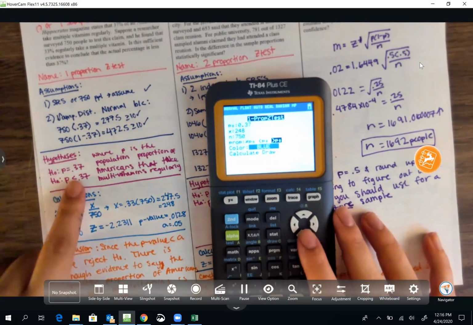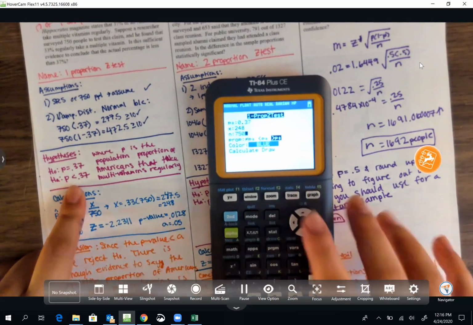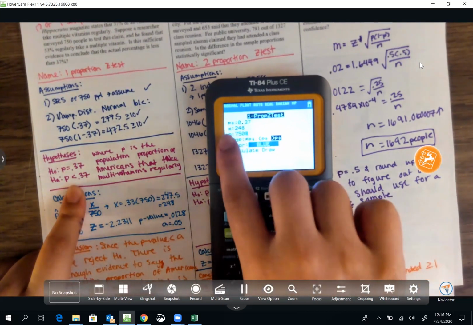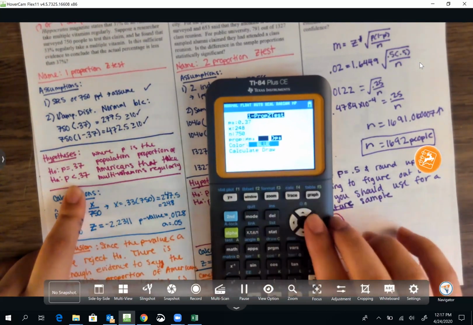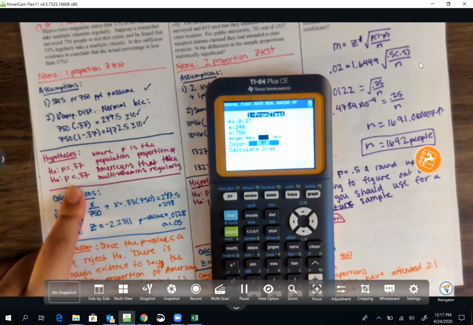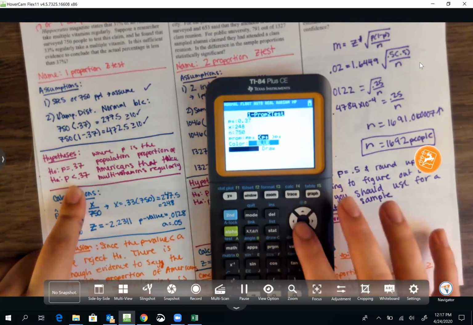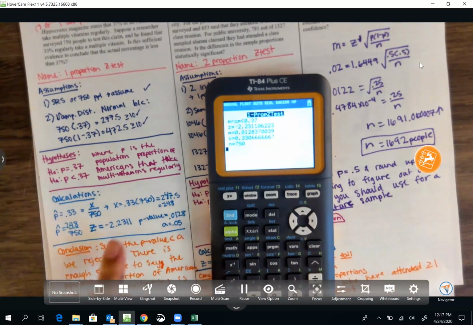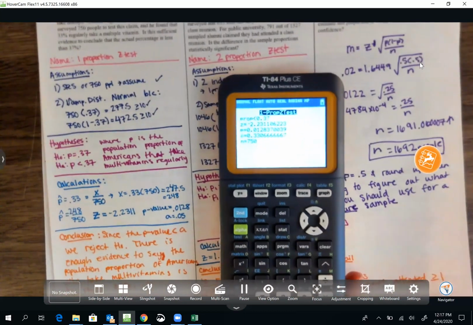And then I want p to be less than 0.37. So this is p0, so I want p to be less than 0.37. And then I calculate to get my z and my p-value. And alpha is, of course, 0.05.